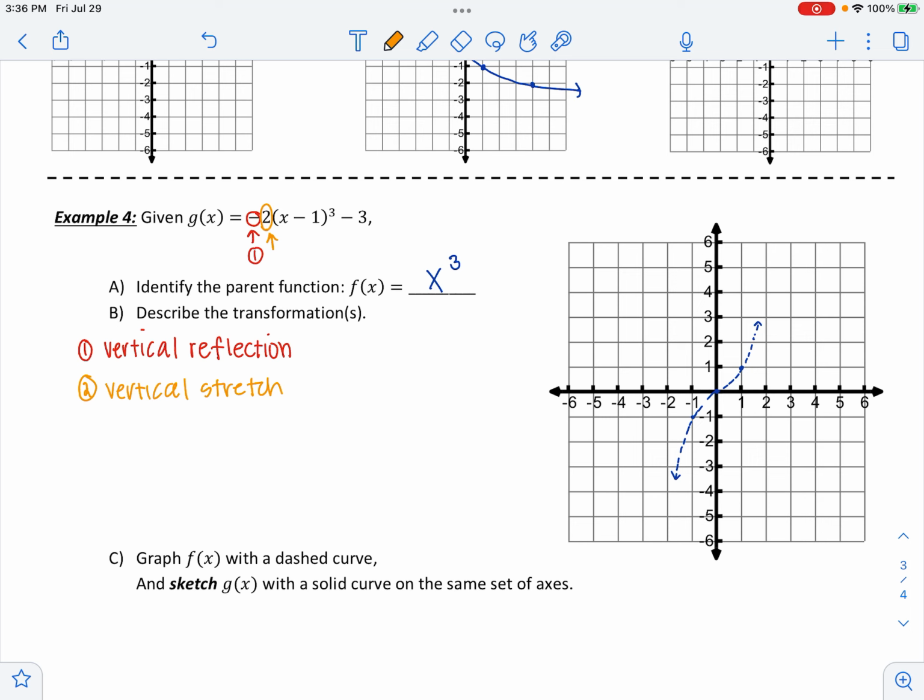All right, next, I'm moving inside the parent. Okay, so this is inside the parent. That's horizontal. I'll call this 3. And then remember that a number being added or subtracted off of x moves it left or right. So this is a horizontal translation. And horizontal translations are always the opposite of what you think. So -1 is actually right one.